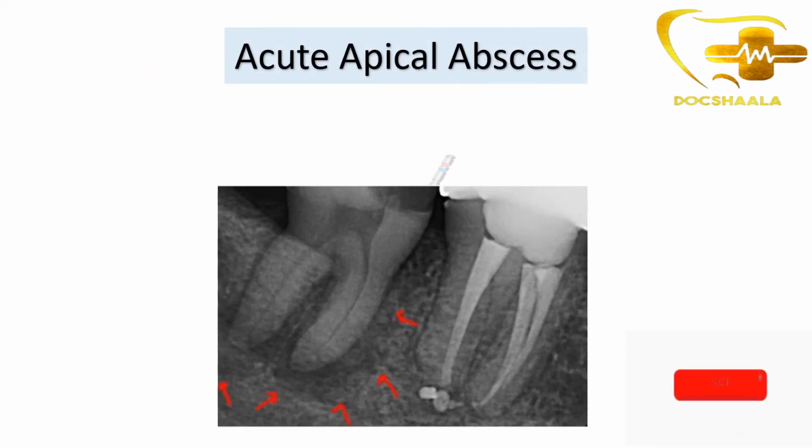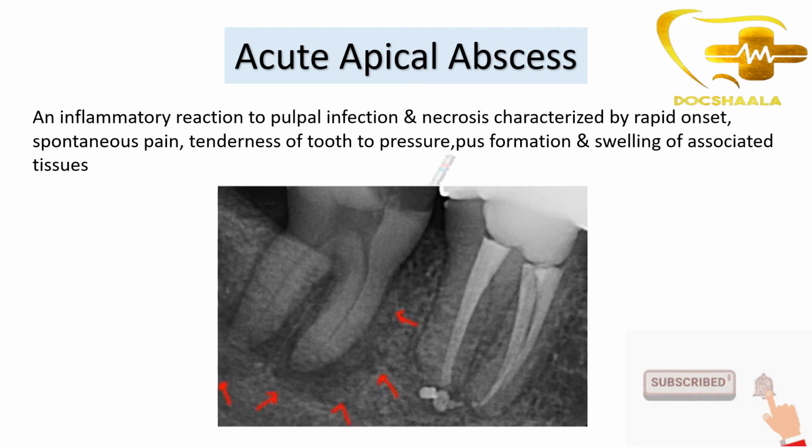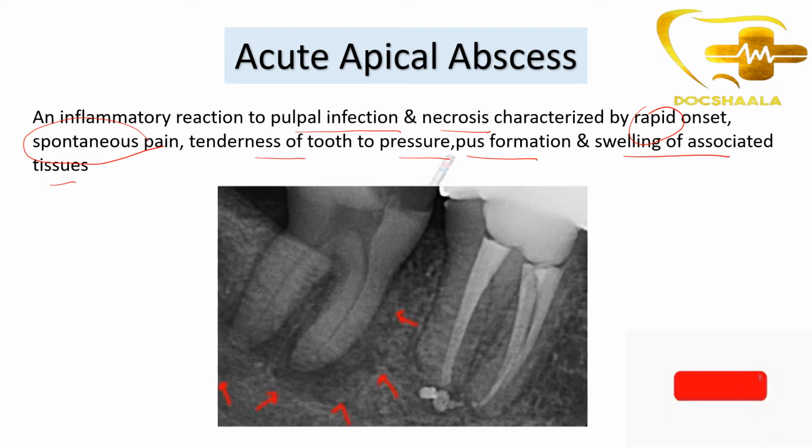Then coming to acute apical abscess. Acute apical abscess is an inflammatory reaction to pulpal infection and necrosis, which is characterized by rapid onset and spontaneous pain, tenderness of the tooth to pressure, pus formation, and swelling of associated tissues. All of this is seen in acute apical abscess. You can see the abscess shown here. Here you can observe the abscess of the tooth.